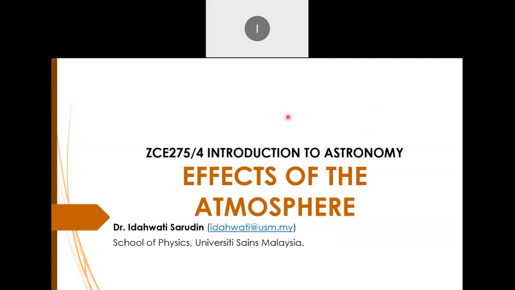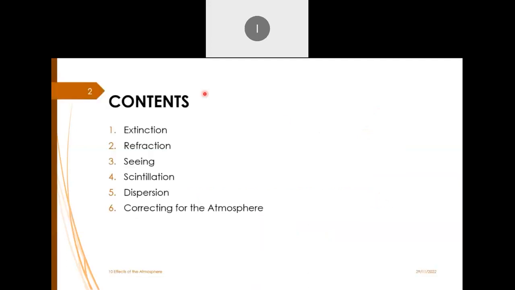Okay, so today we will go through the lecture for the chapter on the effects of the atmosphere. Let's see the contents of this chapter. By the end of this chapter, students will be able to describe the term extinction. After that, we have refraction, seeing, scintillation, dispersion, and correcting for the atmosphere.